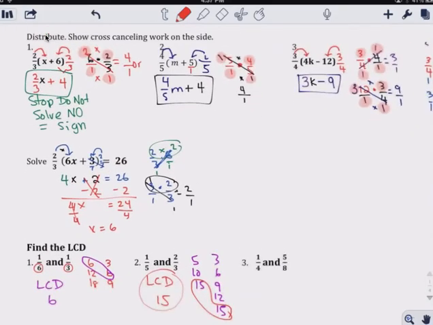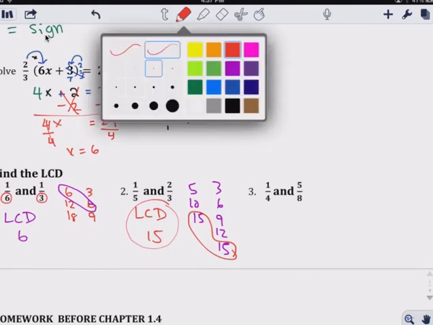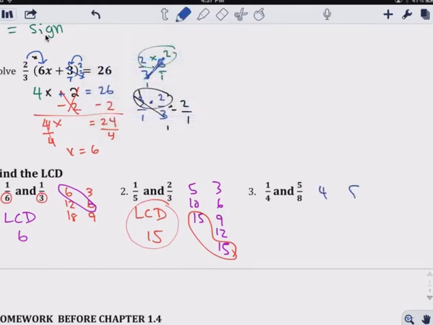Okay, these are the least common denominator. So if you do 4 and 8, 4, 8, 12. Oh, look, it's the same already. So our least common denominator is 8. Okay?